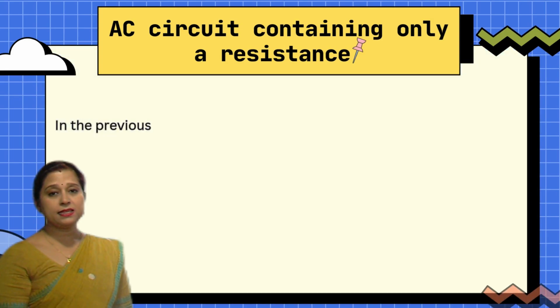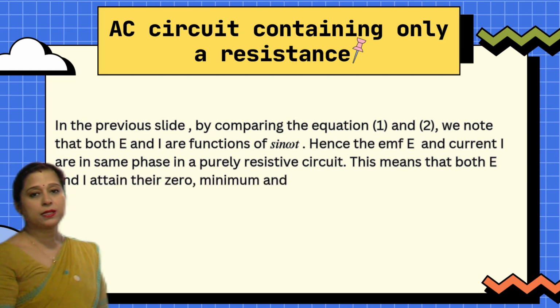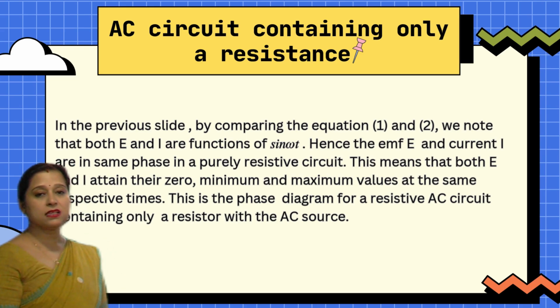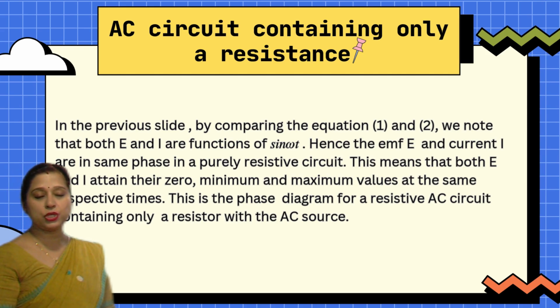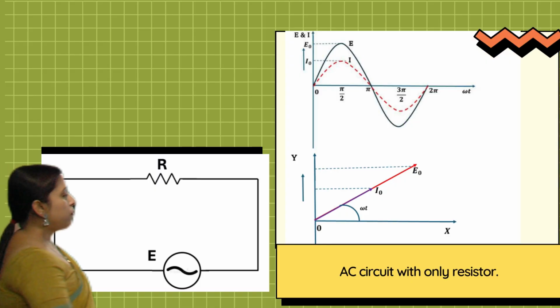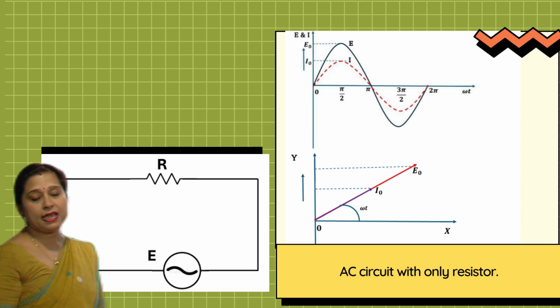So by comparing equations 1 and 2, we note that both EMF and current are functions of sin omega t. Hence, the EMF E and the current I are in the same phase in a purely resistive circuit. This means that both E and I attain their zero, maximum and minimum values at the same respective times. So this is the phase diagram for the resistive circuit containing only a resistor with the AC source.